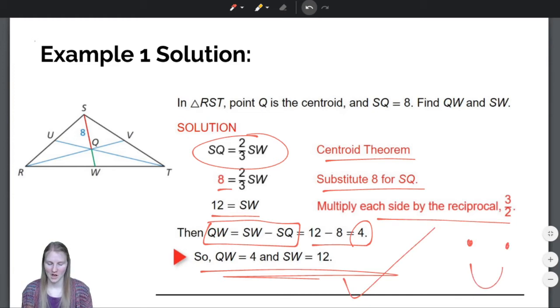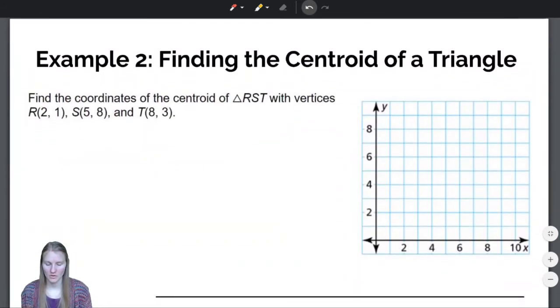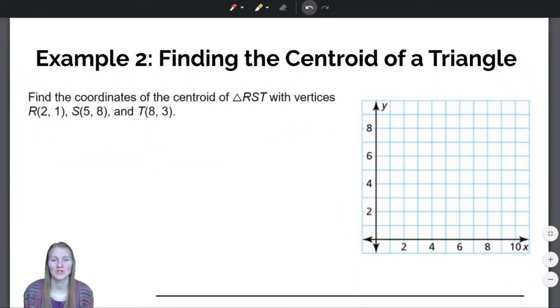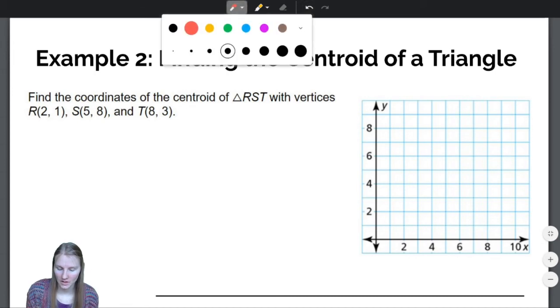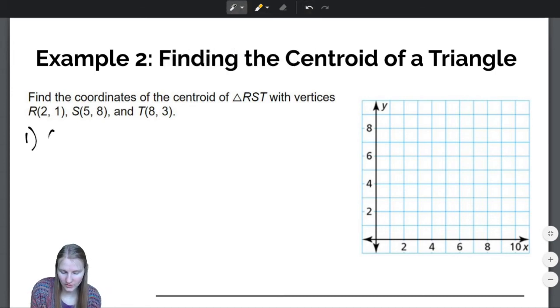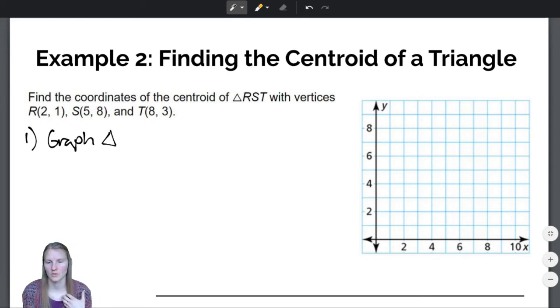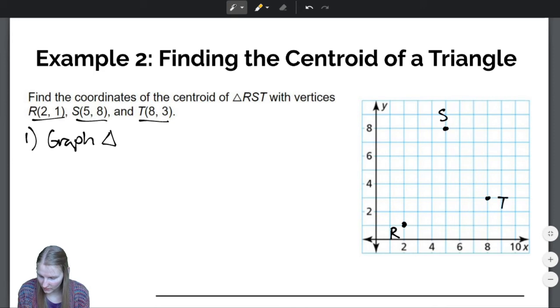Woohoo! All right, now we're going to move on to example number 2, which is asking us to find the centroid of a triangle on a graph. So, just like last time, our first step is to graph the triangle that we're trying to work with. So, R is at 2, 1. S is at 5, 8. And T is at 8, 3.